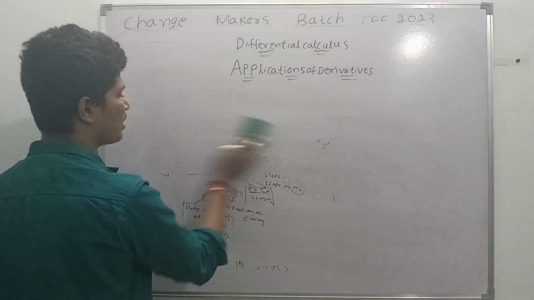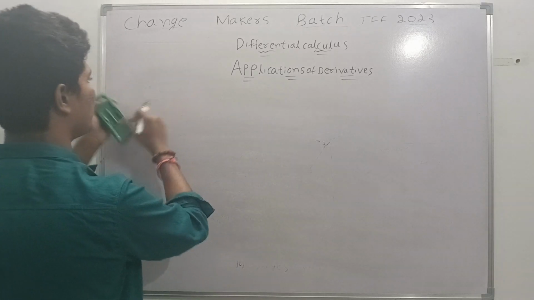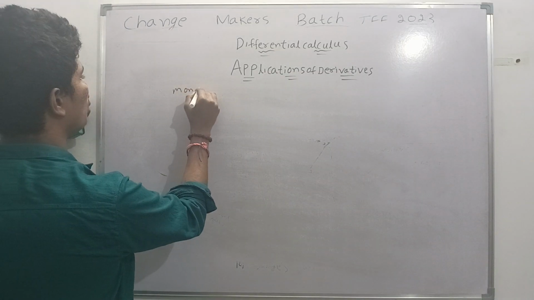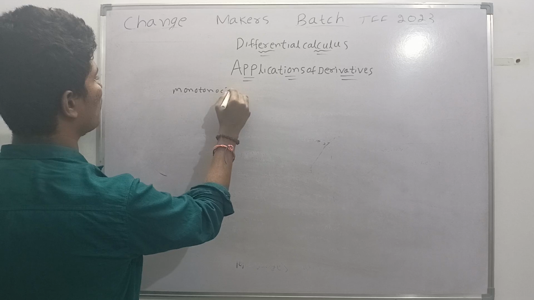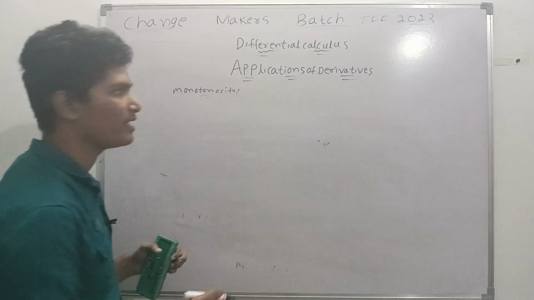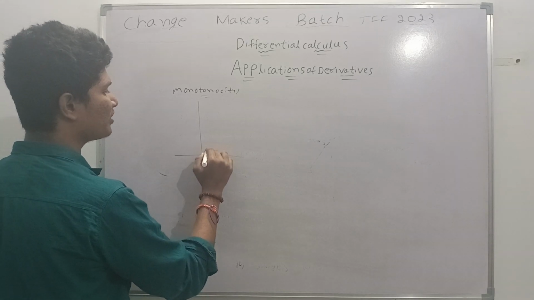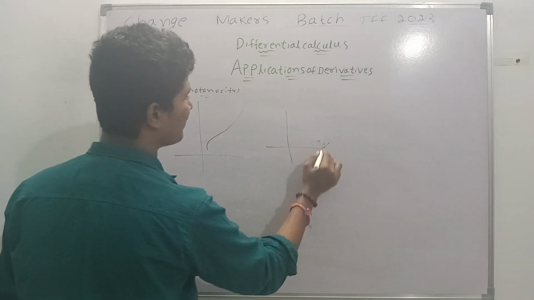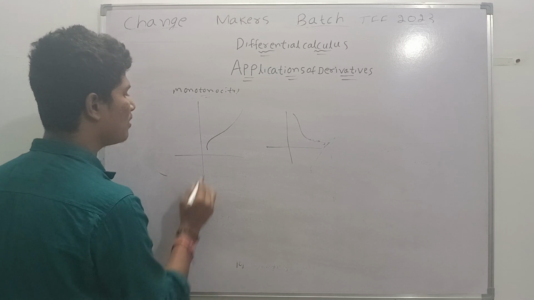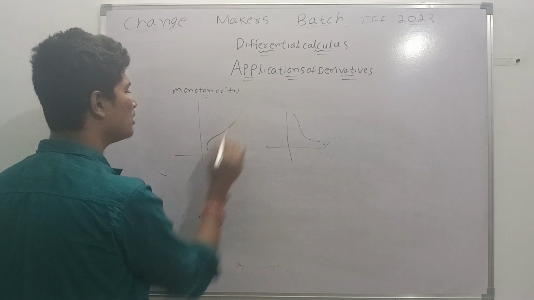Now let's discuss monotonicity. What is monotonicity? The meaning of monotonicity is, suppose you draw any function, the function may be like this, the function may be like this. What is the meaning of this?